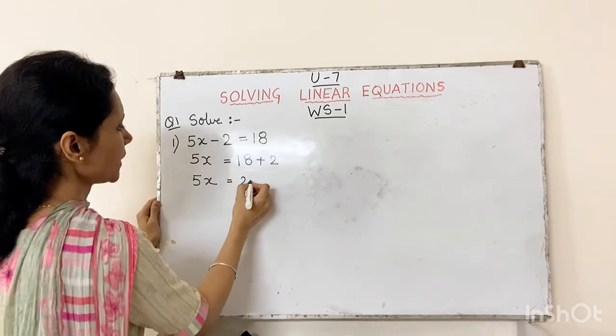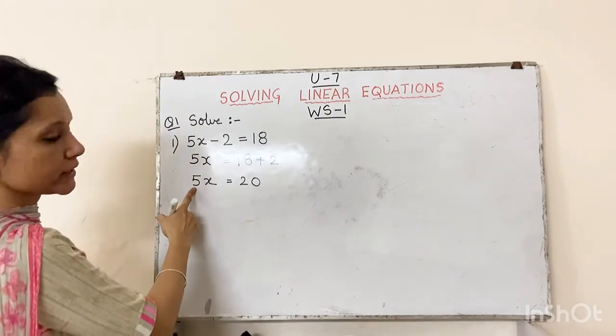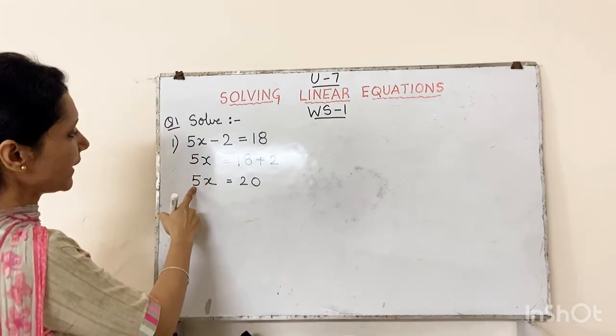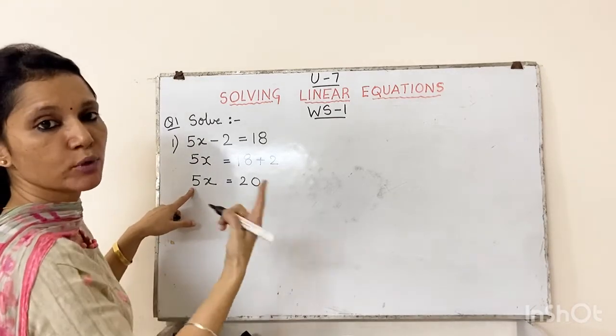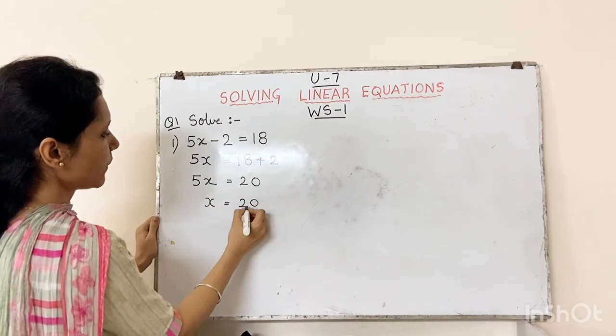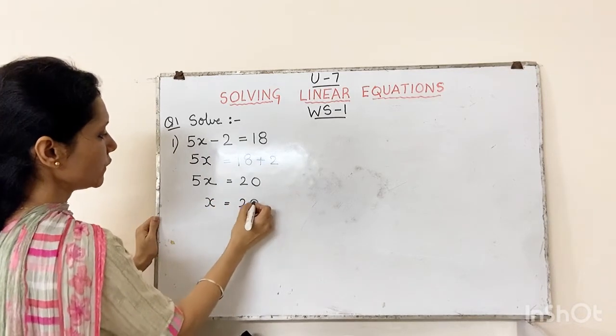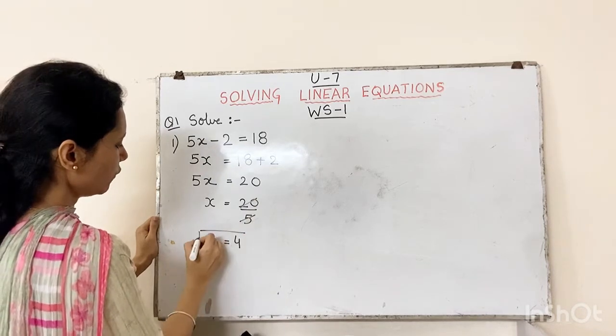It is 20. Again we have to find the value of x and we have a constant 5 with x. Now 5 is getting multiplied here. So when we move 5 to the other side, it would get divided. So x is equal to 20 divided by 5. So when we would do the cutting, your answer would be x is equal to 4.